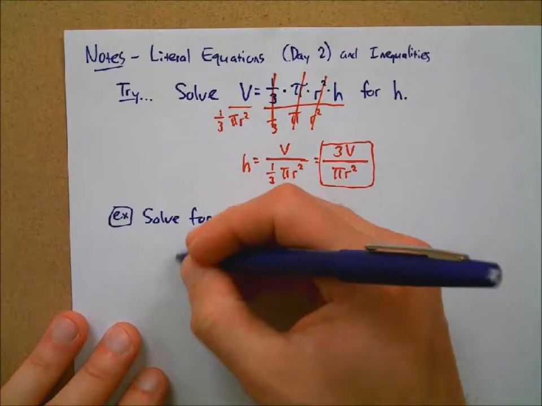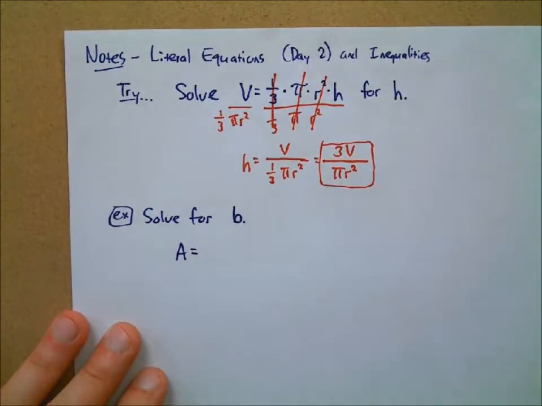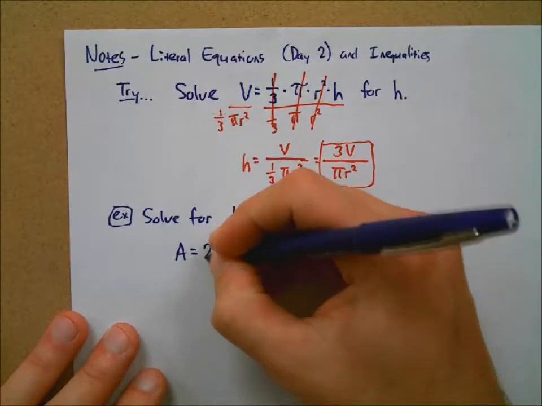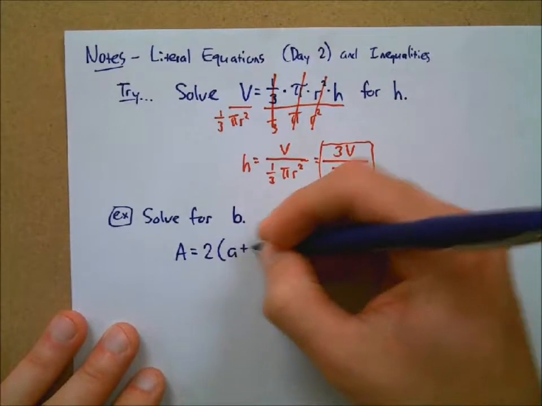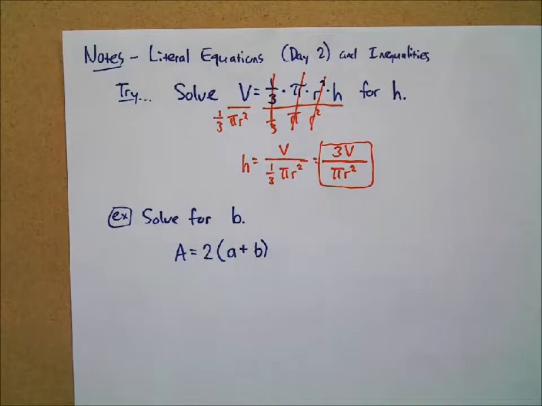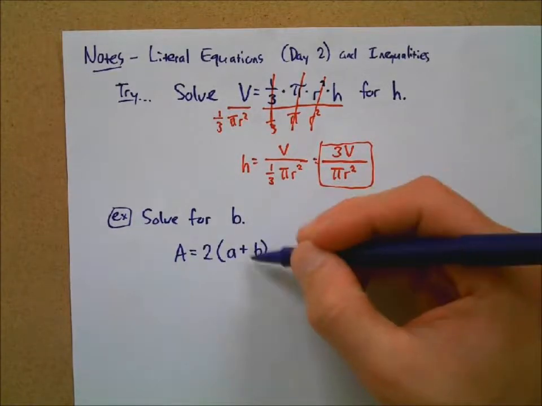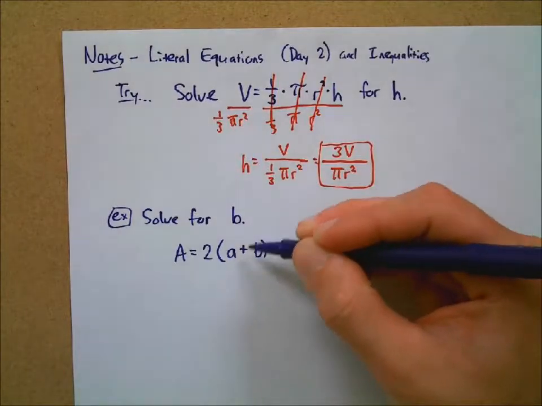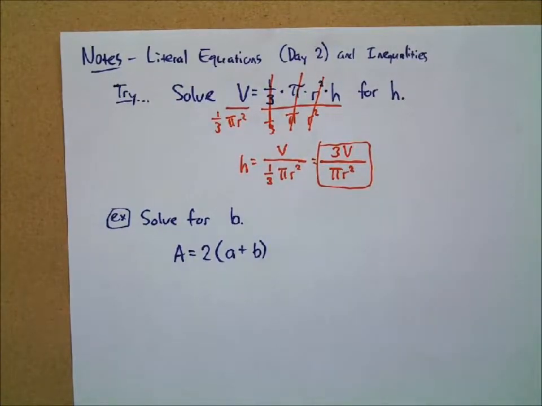A equals 2 times A plus B. Okay. We want to solve for B. A equals 2 times A plus B. Okay. So there's our B that we're trying to solve for right in there. We have some things we have to get rid of outside of it. Okay. So, let's see here.